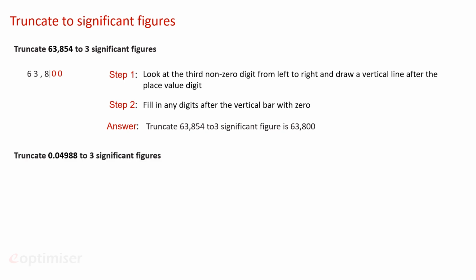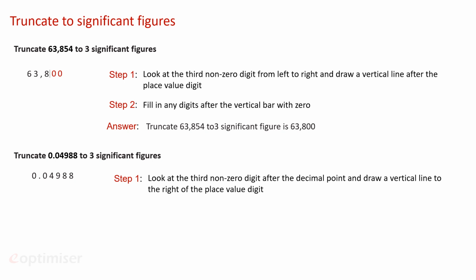Look at another example. Truncate 0.049888 to 3 significant figures. So here, what is the first significant figure? The first non-zero number from left to right, that is 4. So the 4 is the first significant figure. Therefore 9 is the second, 8 is the third. So you have to put the vertical line after the third significant figure.